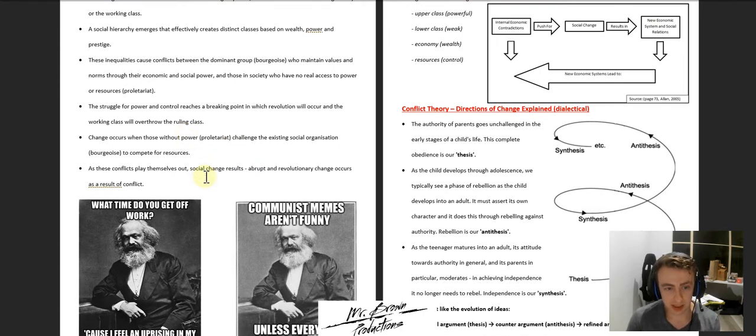So what ends up happening after that is that social change occurs when those without power, the proletariat, challenge the existing social organization, or the bourgeois, to compete for these resources. See, it's all about competing for resources and wealth, power, as we said here, wealth, power, and prestige. So this is what everyone's fighting over, and they want it to be more equal. So this is when the change occurs. There's a boiling point, and then something, I guess, snaps, and then as these conflicts play out, social change results, and it's either abrupt and revolutionary change that occurs as a result of the conflict. So that's the final piece of the puzzle.